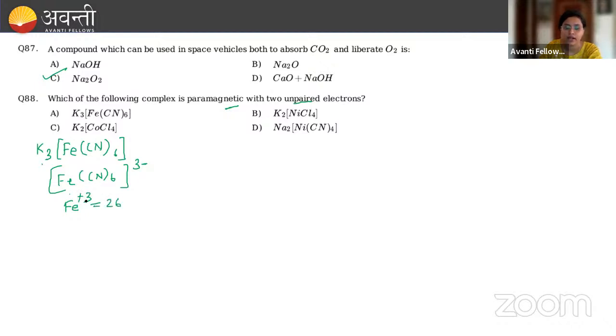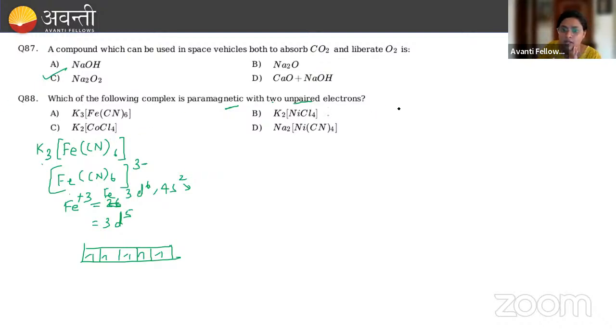For iron, the electronic configuration is 3d6, 4s2. But for 3 plus, 2 electrons from 4s will go and 1 electron from 3d. So we will have 3d5. And now you can see how many unpaired electrons? 5 electrons are unpaired. 1, 2, 3, 4, 5. What we have been asked is 2 unpaired electrons. This is paramagnetic, but with 5 unpaired electrons.